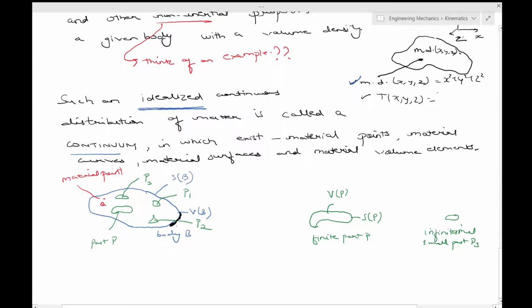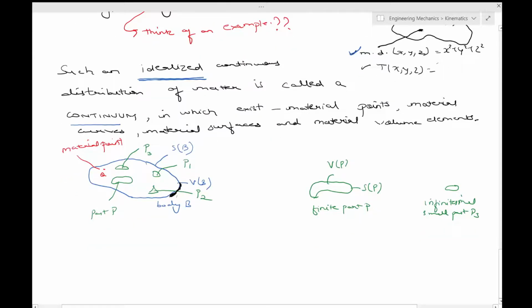And then it also has material volume elements. These volume elements have been shown in green color, which are part 1, part 2, part 3, part P, and many other parts. The parts of these volumes can be finite or infinitesimal. They can be big, they can be small, whatever it is. You can clearly think that all these parts eventually make up this whole volume.